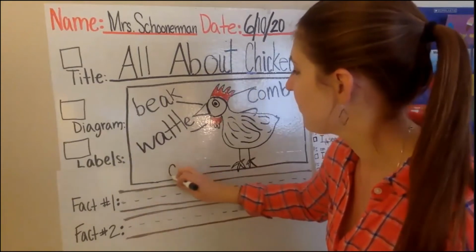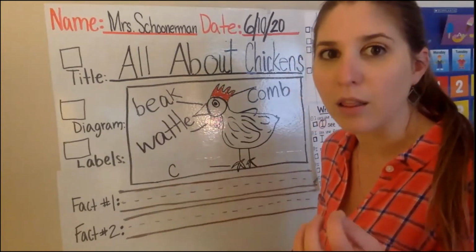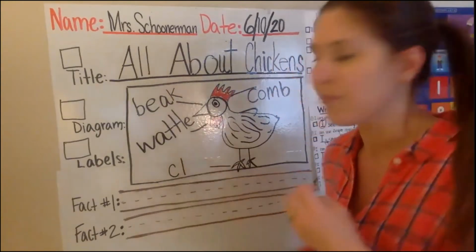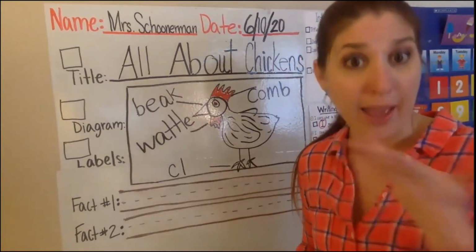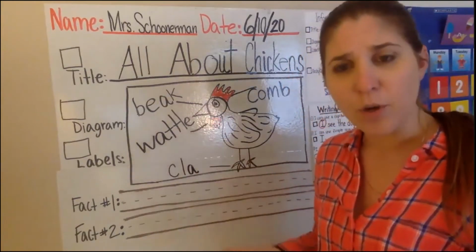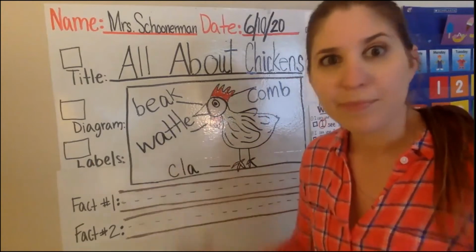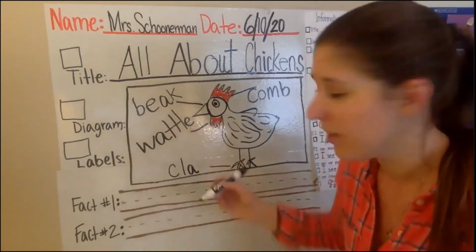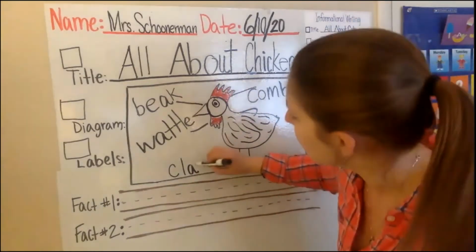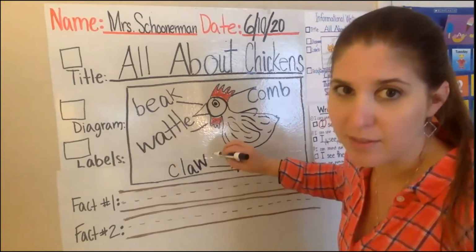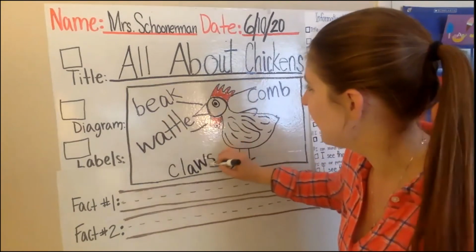C. Cool, cool, L. Claw, A. And the rest of this word, claws, I don't hear it in there, but it's a tricky word. The way to spell it is actually with a W. Claws, and then an S.